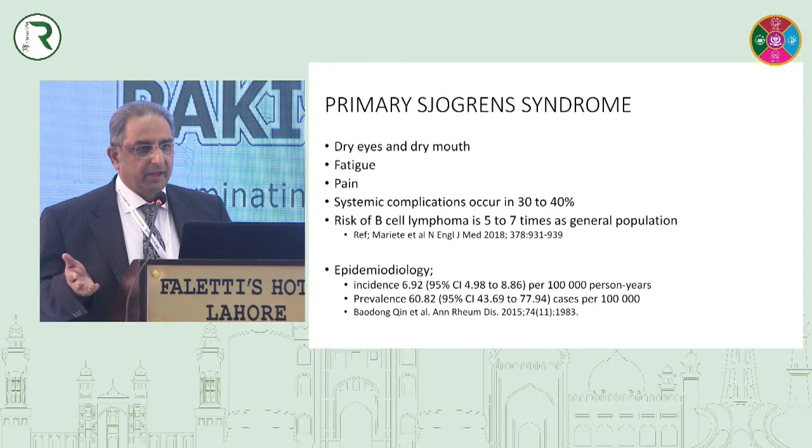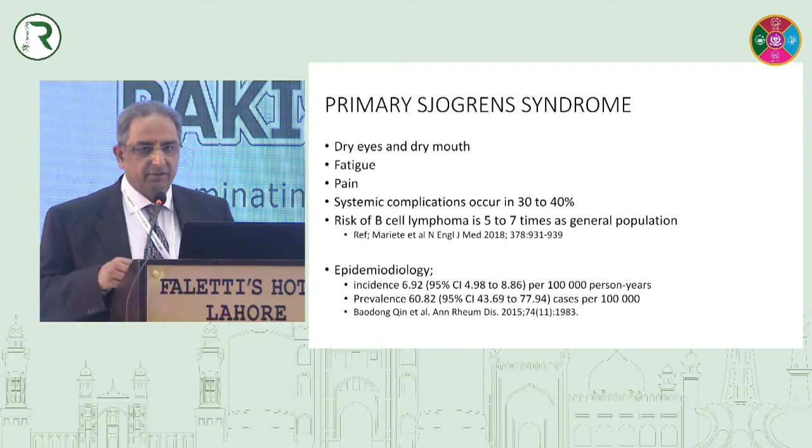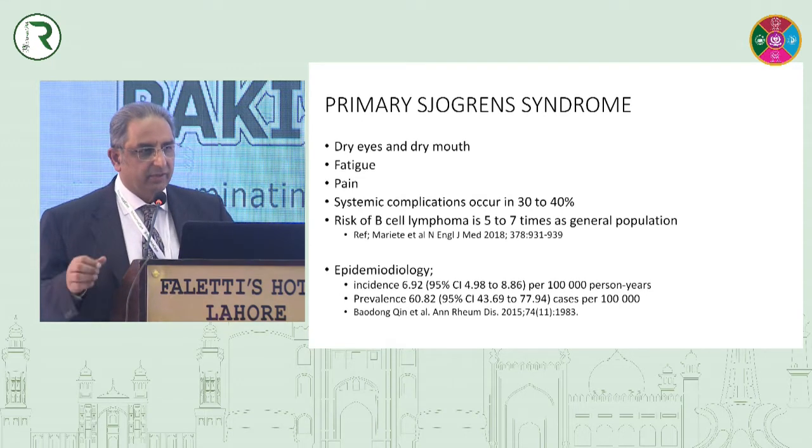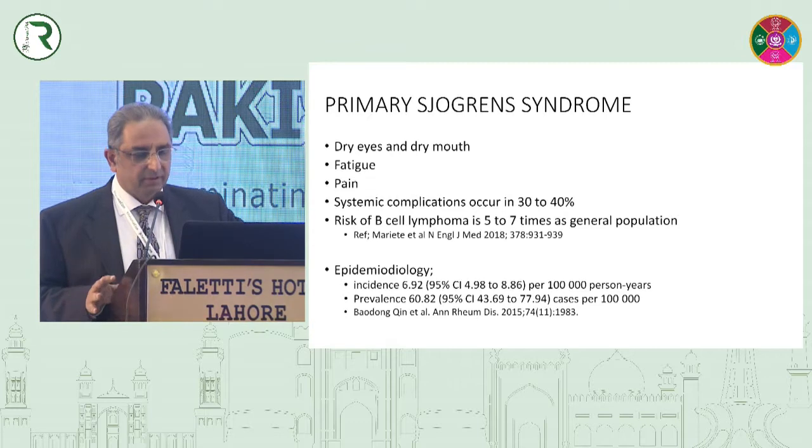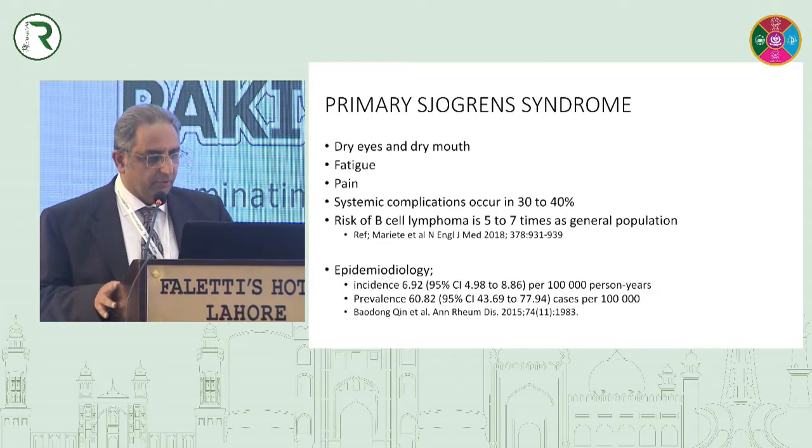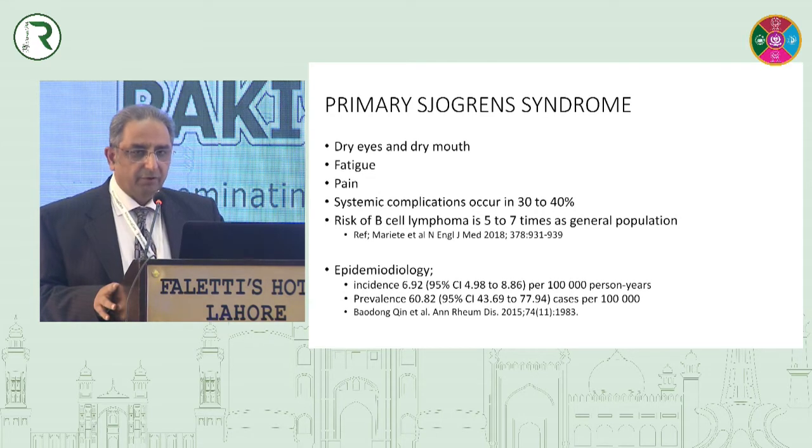There are two types, primary and secondary. Secondary is associated with other autoimmune disease, so it coexists with features of dry eye and dry mouth alongside rheumatoid, lupus, scleroderma, and so on. Primary is when you have nothing else, just primary Sjogren syndrome. It is characterized by dry eye and dry mouth, fatigue and pain. These are the three main symptoms. And 30 to 40% will have some other extraglandular manifestations, most of which, fortunately, tend to be mild to moderate.